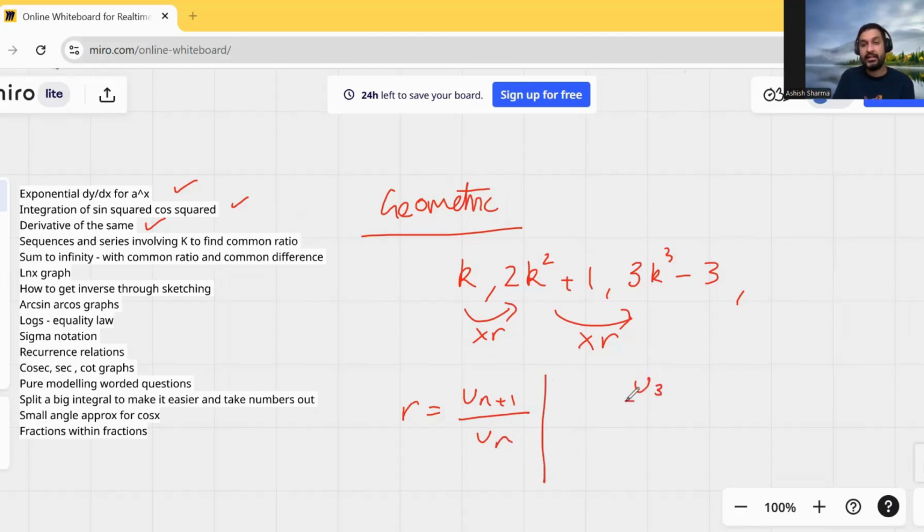You can say, okay, the third term divided by the second term is equal to the common ratio, which is also equal to the second term divided by the first term. So you can apply that way, and then you can solve to get unknowns. Okay, so those are the two sly ideas which come up in sequences and series.